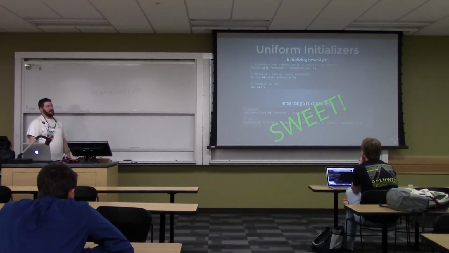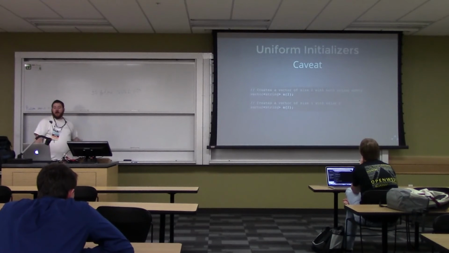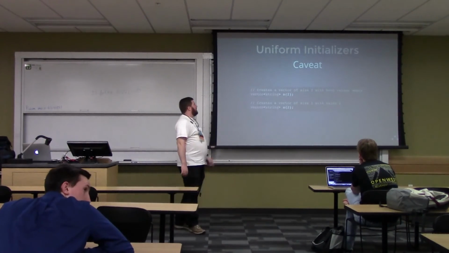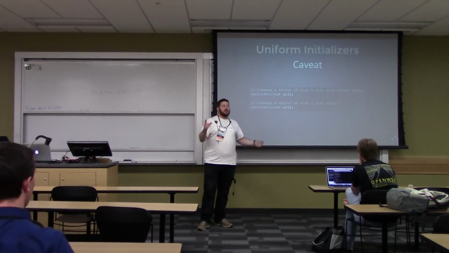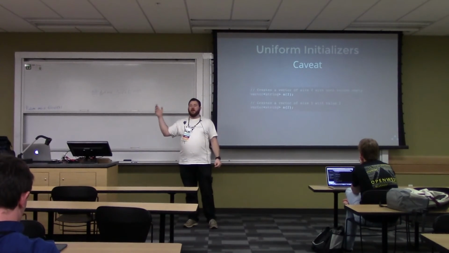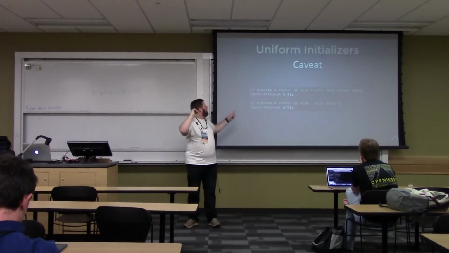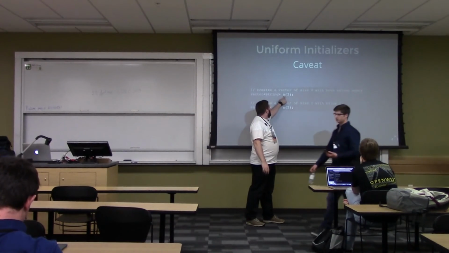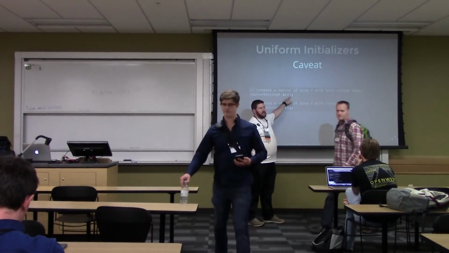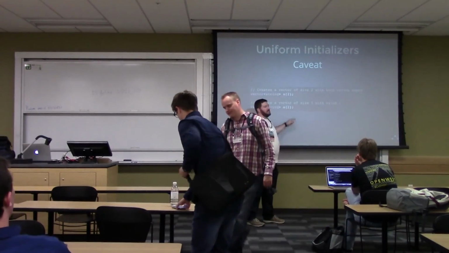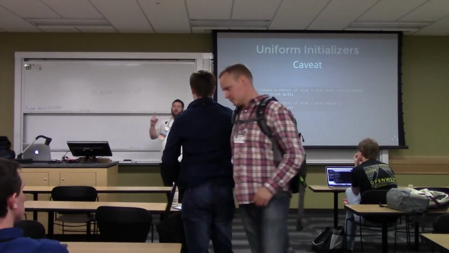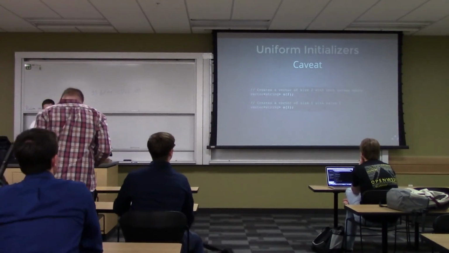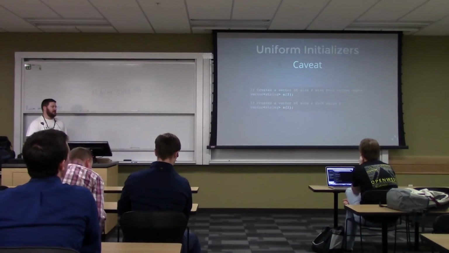Much better. The one caveat with those is that some classes that use a uniform initializer may also have other constructors. With a vector, if we have a vector of size 2, A2, that's going to create a vector of size 2. But if you use the braces, it's going to create a vector with one value, 2. And that's going to be a little bit different. Any question on uniform initializers? Pretty cool stuff, huh?